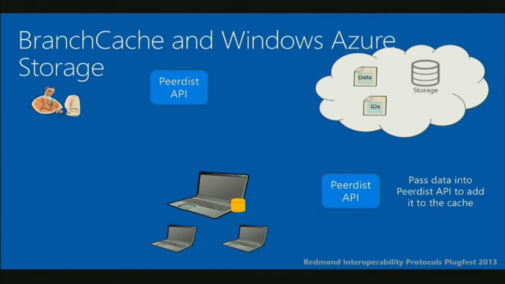So that means that there is a little bit more that needs to be done by the application that's calling branch cache, because you're effectively playing both the client and the server roles. But it means that you can take advantage of branch cache even if you have a back end that is not branch cache capable.